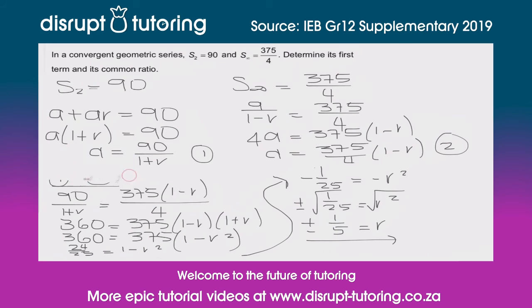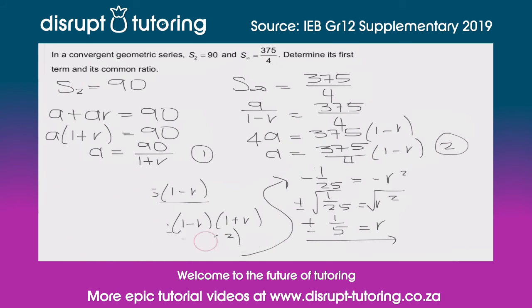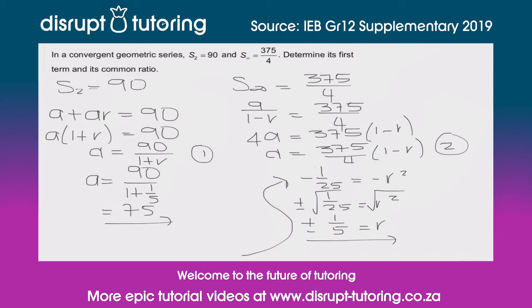Okay, so I'm going to erase this a little bit over here just to give myself a bit of space so that I can solve for a. What I'm going to do is use this term over here, and I'm going to substitute in my plus 1 over 5 and my minus 1 over 5 into that in order to get my answer. So it's going to be a is equal to 90 over 1 plus 1 over 5. And if I plug that into my calculator, I'm going to get 75. Right, so that is one of my a's.